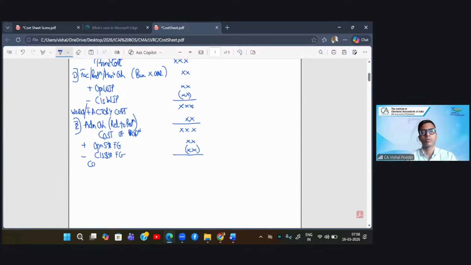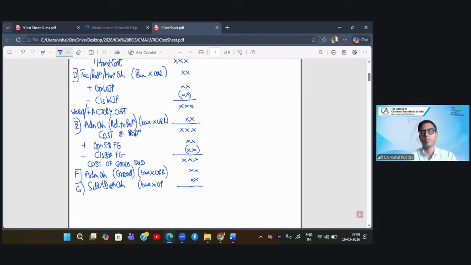You get your cost of goods sold. To this, you add administration overheads, which are general. To this, you add selling and distribution overheads. You can see all these overheads will be added or charged using their respective ORRs given in the question.